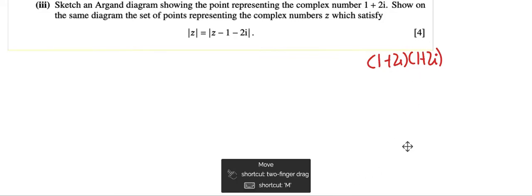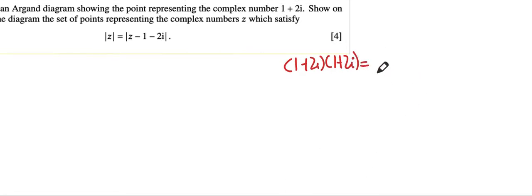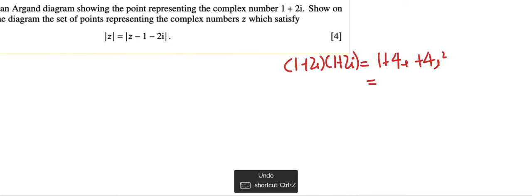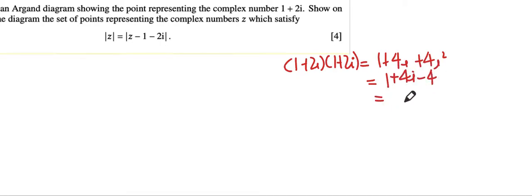So when I expand this, I'll have 1 plus 4i plus 4i squared, right? 1 and then 2i. So let's expand or simplify, which will give me 1 plus 4i minus 4, because i squared is negative 1, and this is negative 3 plus 4i. 1 plus 2i multiplied by 1 plus 2i is negative 3 plus 4i.